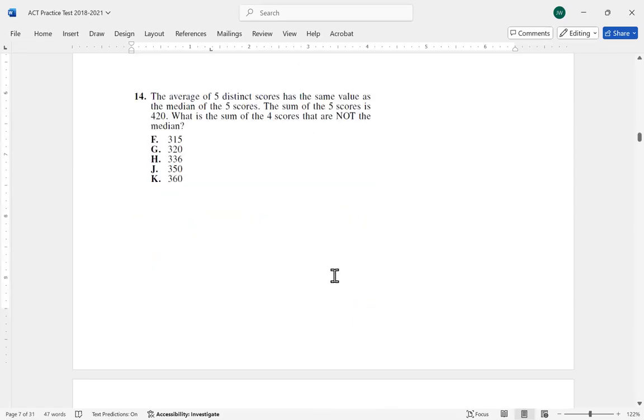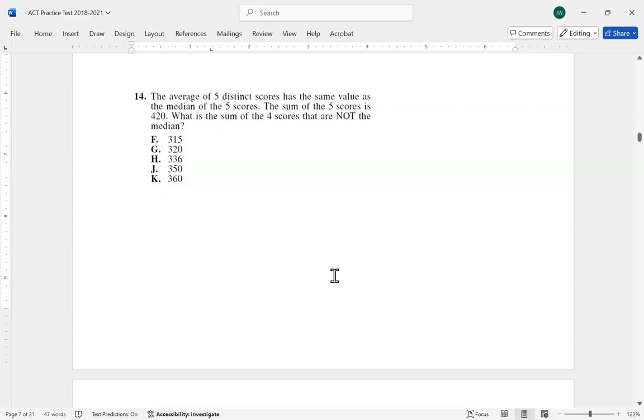Question 14. The average of 5 distinct scores has the same value as the median of 5 scores. The sum of the 5 scores is 420. What is the sum of the 4 scores that are not the median?